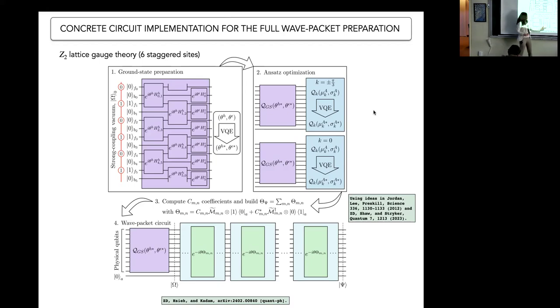All that done, then you end up with the full algorithm for the full circuit. Again, I'm really skipping a lot of details here, okay? But the full thing is in the paper.